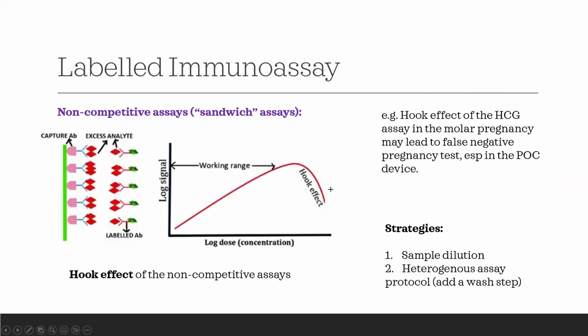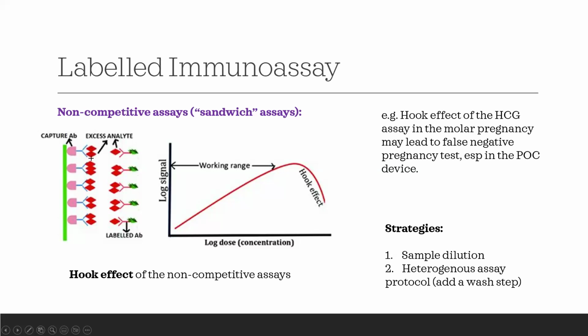Why does it have a hook here? In the working range, as we can see, the concentration and the signal are proportional to each other. It is a positive relation, but when it reaches a certain point, the higher the concentration, the lower the signal. So on the graph, it forms a hook. It's because if the analyte concentration is too high, it's excessive, it's too much.